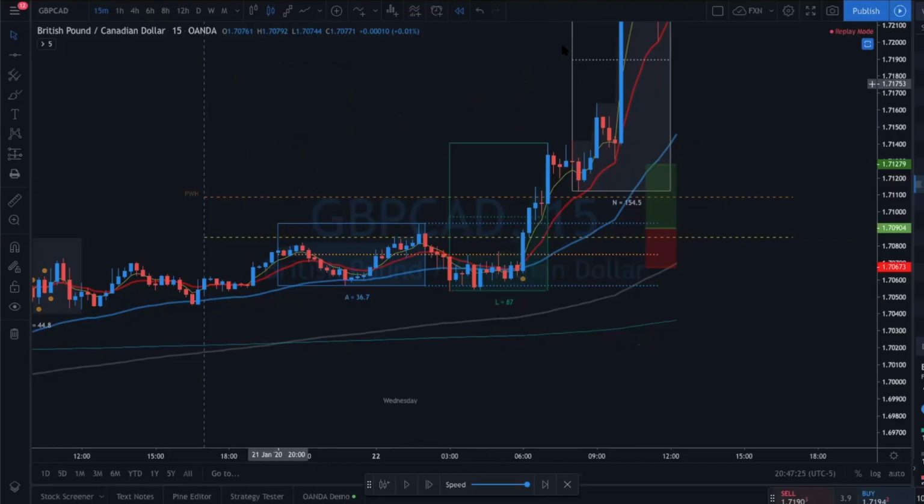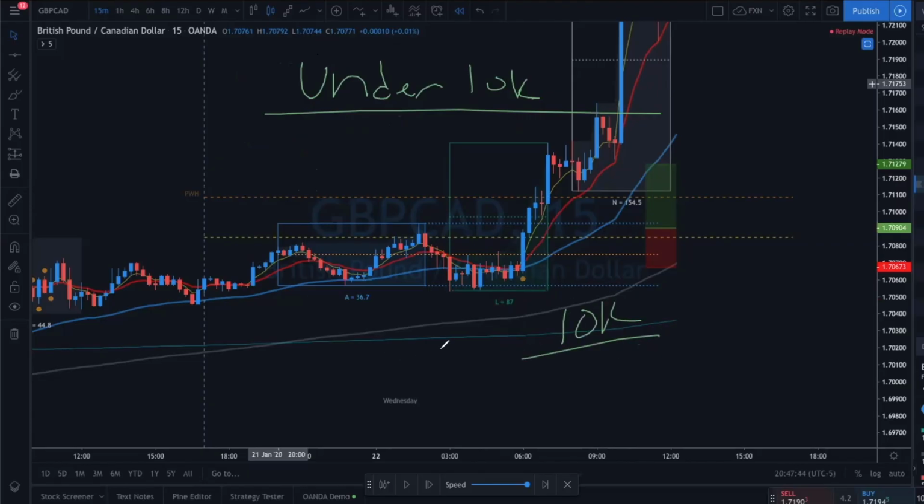No matter what capital you start out with, if you're starting under 10K, your first goal is to get to 10K, because the compound effect doesn't take place until you get to 10K. Once you hit 10K, then you start seeing it.